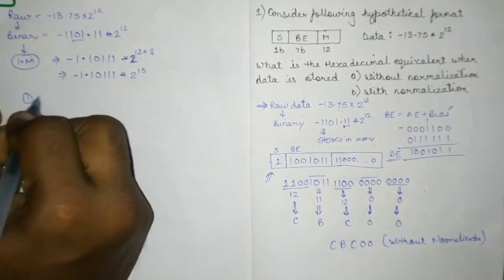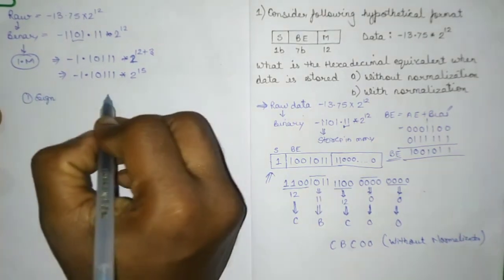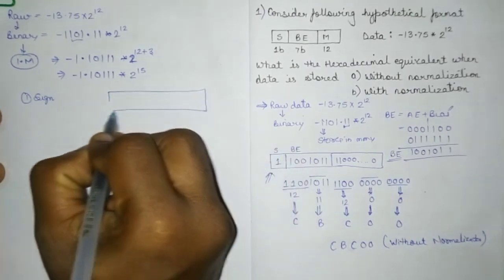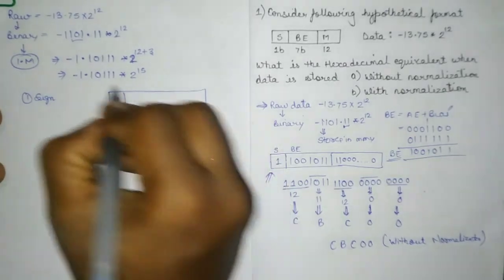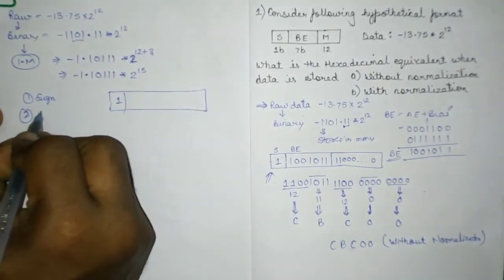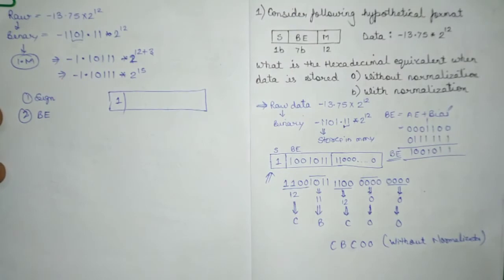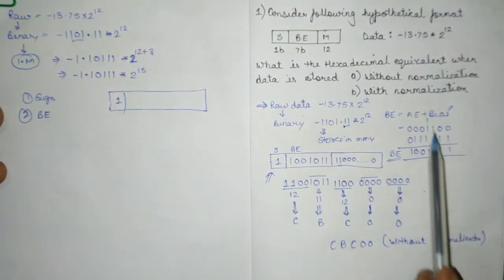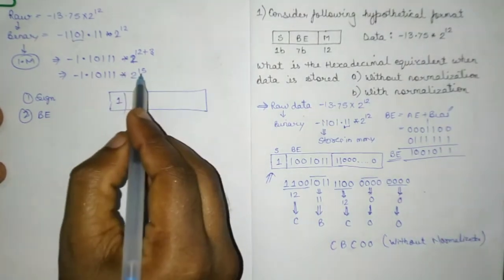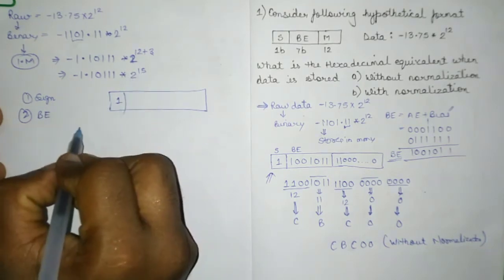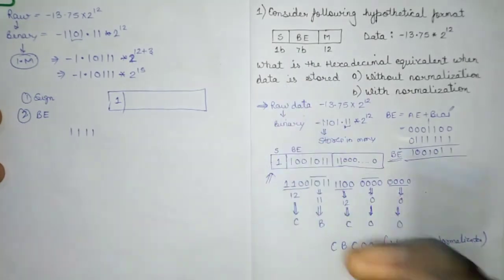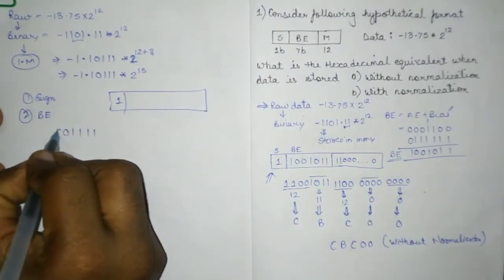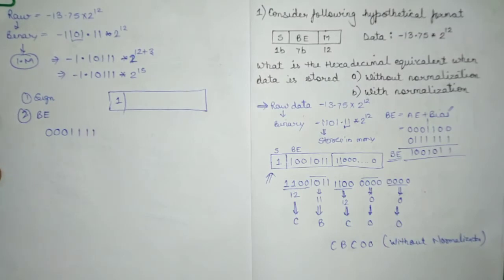So first is sign. Sign is what? 1, as the value is negative. So next we have to move on to the biased exponent. To find the biased exponent, we have to find the actual exponent plus bias. What is the actual exponent? 15. So 15 can be written as 1 1 1 1, but it has to be in 7 bits. So I am adding 3 zeros in the MSB position. So this is 15.